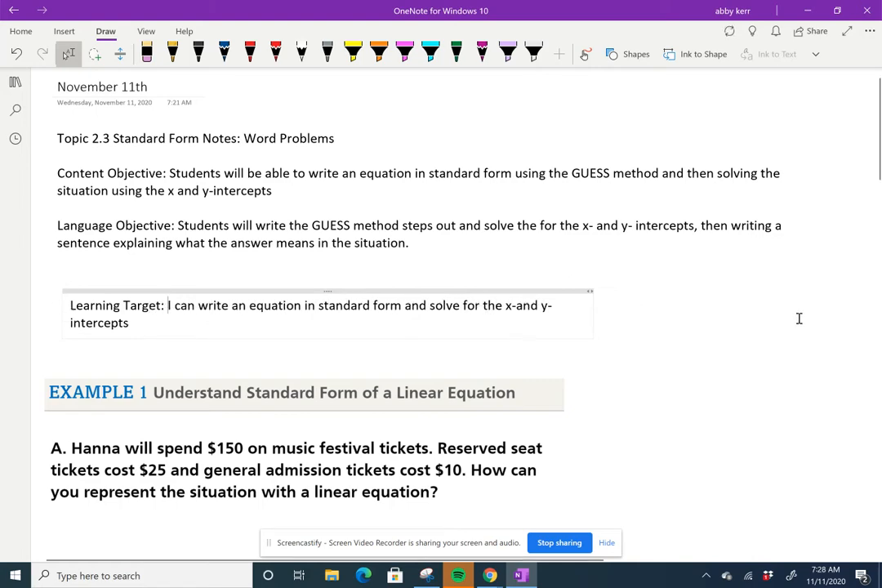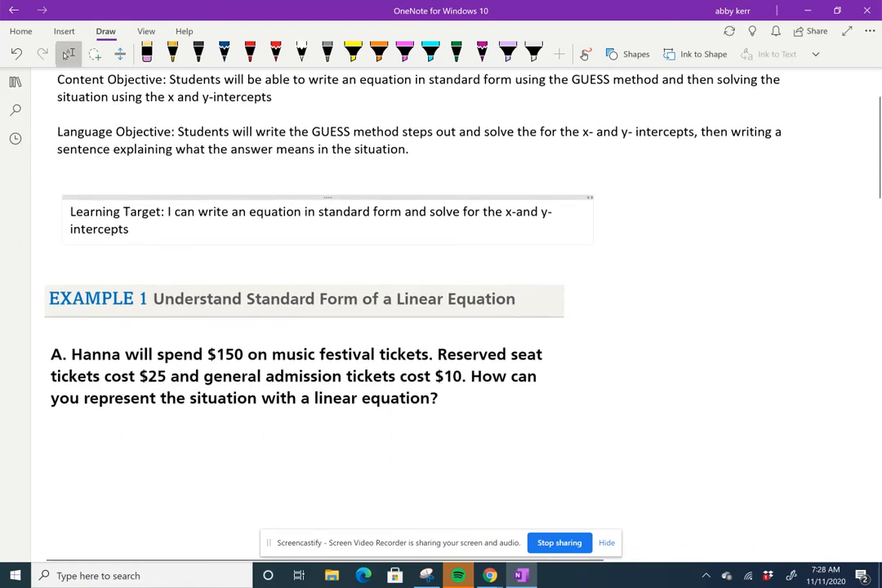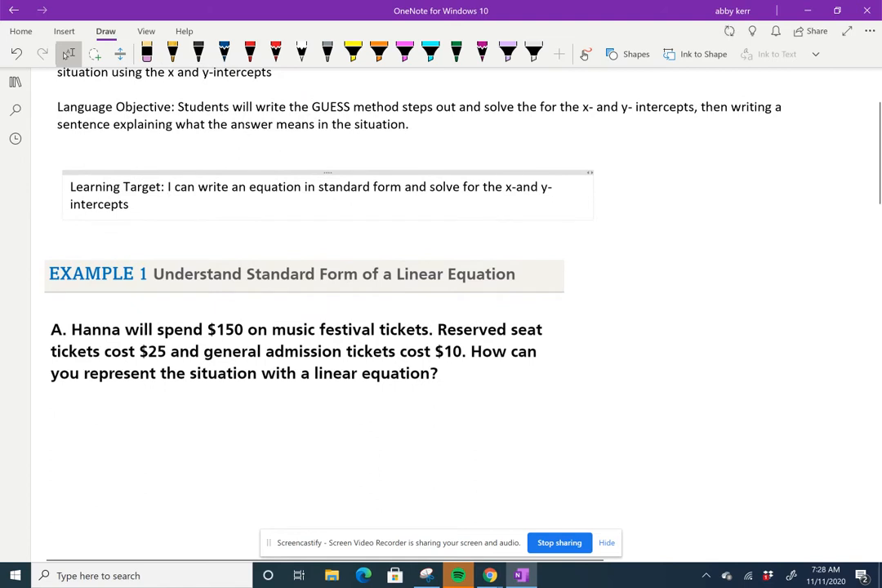Now, in example 1, it says, understand the standard form of a linear equation. So here, Hannah will spend $150 on music festival tickets. Reserved seat tickets cost $25, and general admission tickets cost $10. So how can you represent the situation in a linear equation? So we want to remember that standard form is ax plus by equals c.